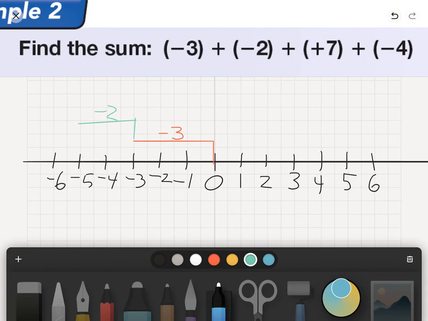So then we are combining a value of -2, getting us to -5 on the number line. But now we are combining that with a value of +7. Which is going to take us all the way back up here, +7.